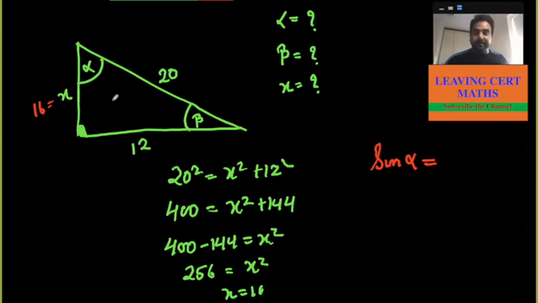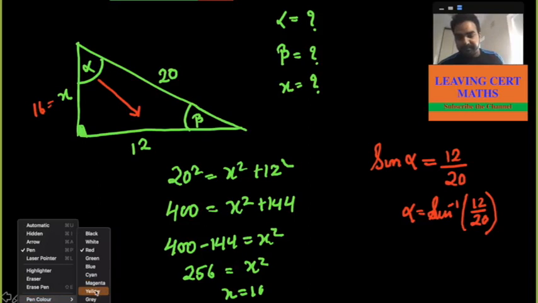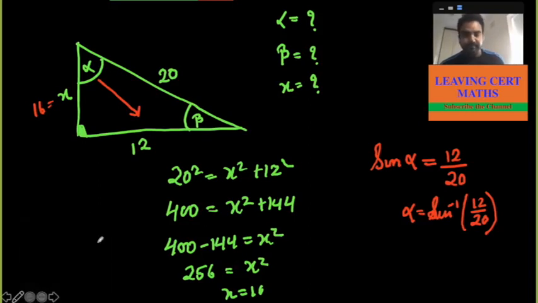So is it 12? So always think, if your angle is here, just make an arrow, and this is your opposite. So it will be 12 and hypotenuse doesn't change. Right? So 12 over 20. So alpha is equal to sine inverse 12 over 20. Can you put that in? So it should be 36 degrees.